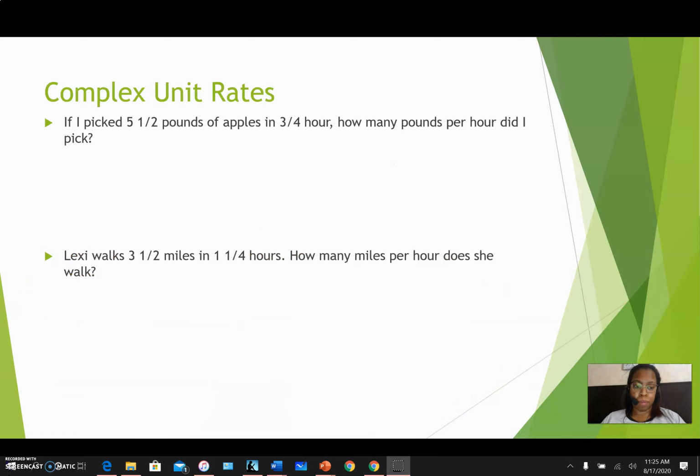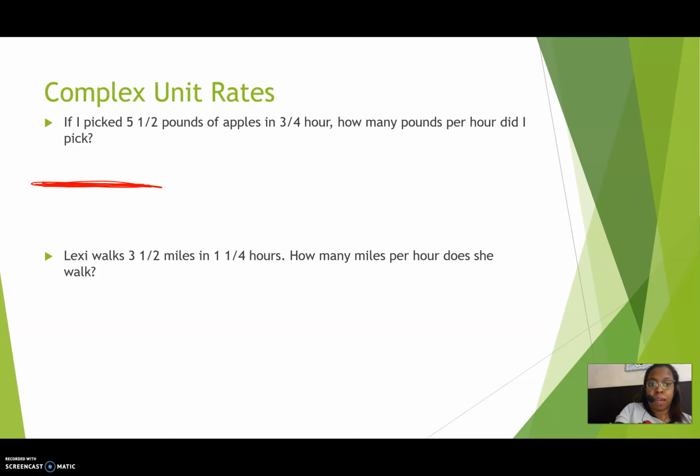Alright, I'm going to walk you through 2 complex unit rate problems. And these are complex because they involve fractions. So in order to determine that, you need to ask yourself, what does this problem want me to figure out within what time? So like in this example, we're working with per hour. This problem is asking me how many pounds per 1 hour. So I need to get this bottom of 3/4 to be 1. So my 5 1/2 I can leave up here.